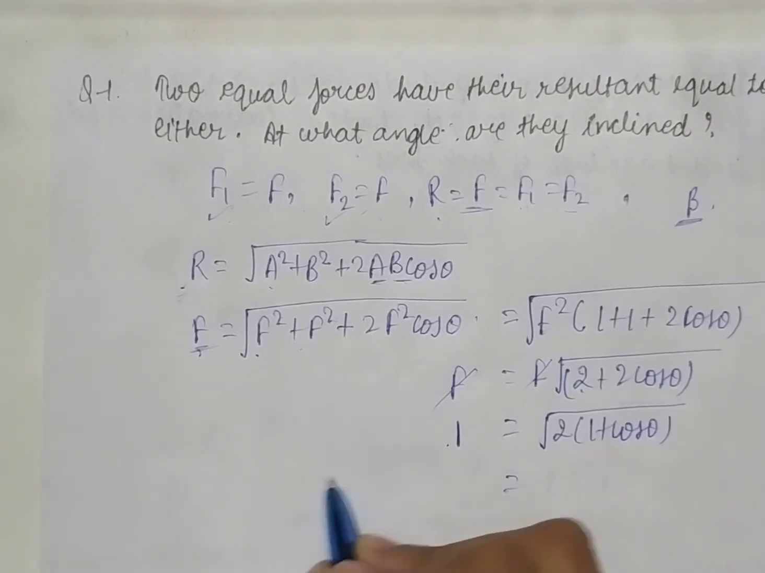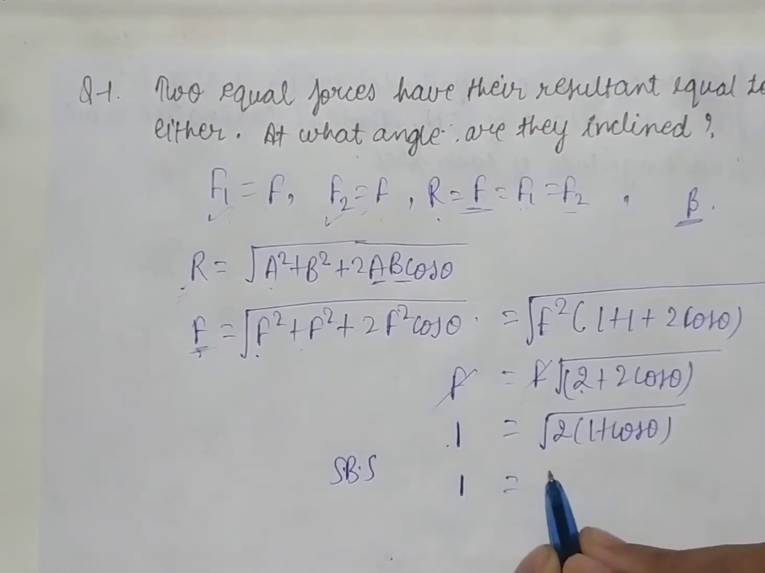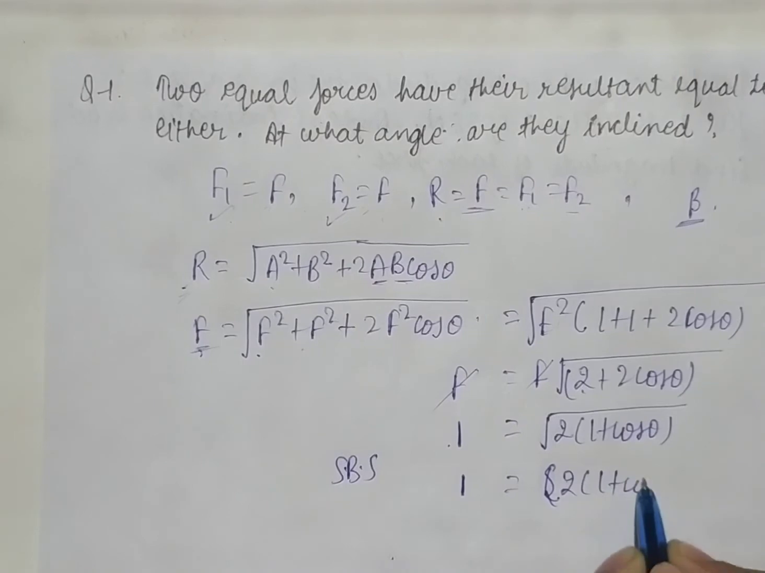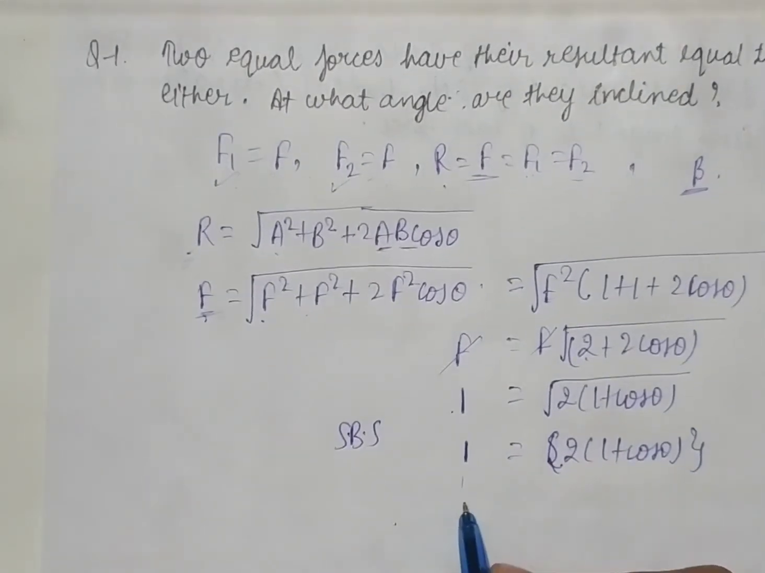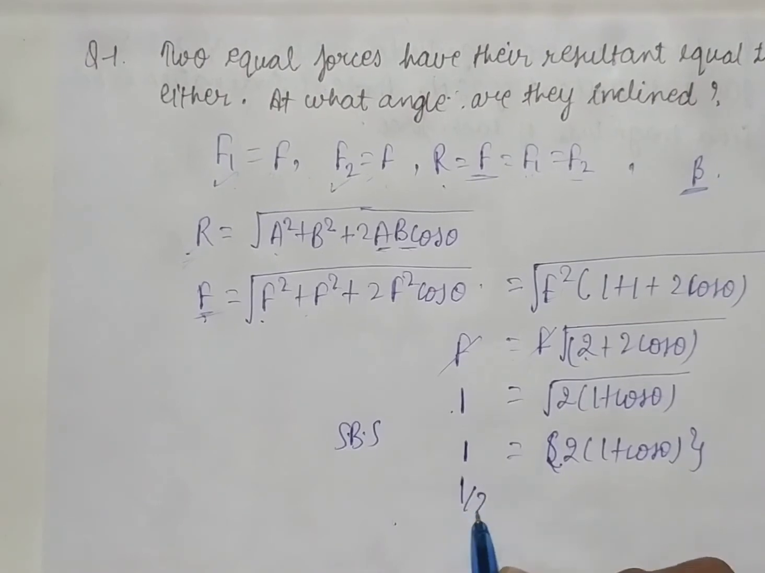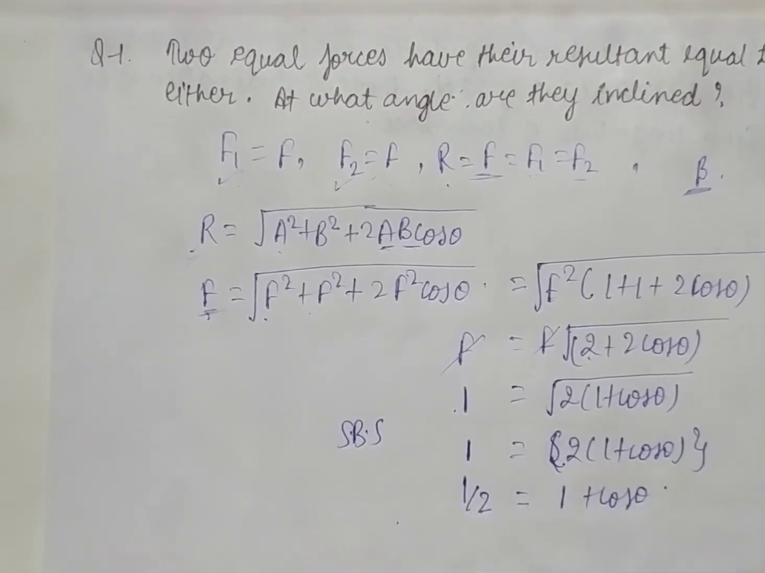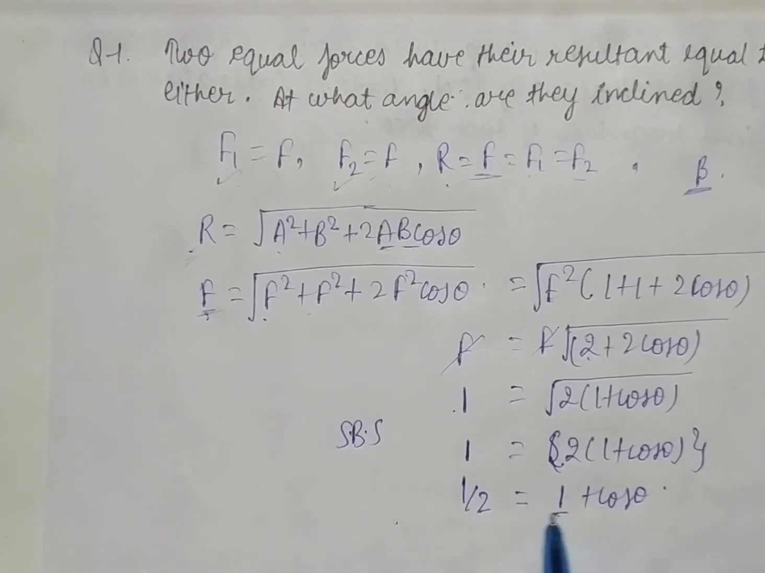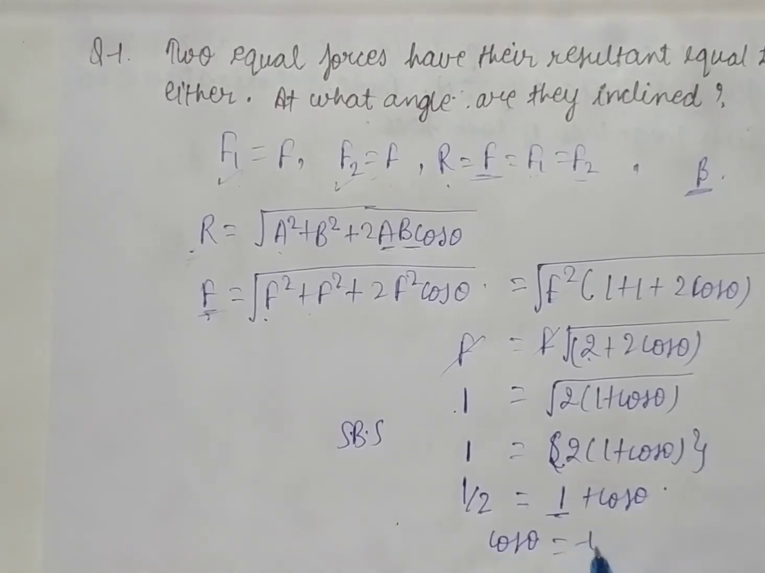Now we will square both sides. After squaring both sides, we get 1 on the left, and on the right we get 2 bracket 1 plus cos theta. Taking the 2 to the left hand side, we get 1 by 2 equals 1 plus cos theta. Taking the 1 to the other side, we get minus 1 by 2. So cos theta equals minus 1 by 2.